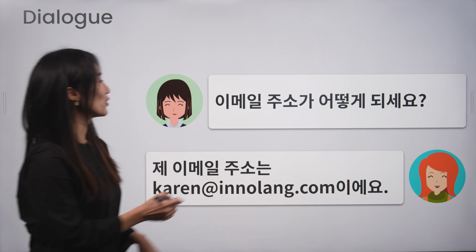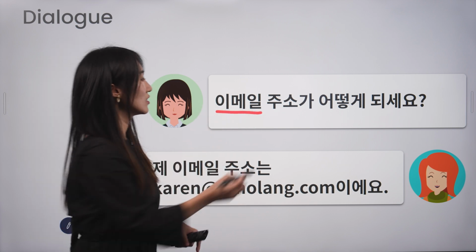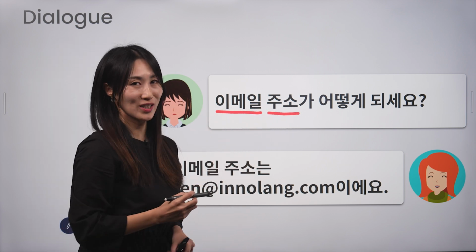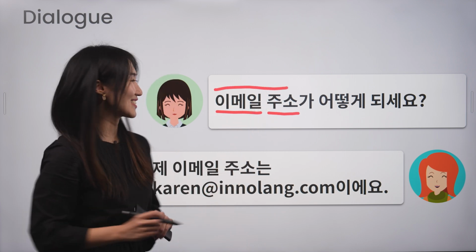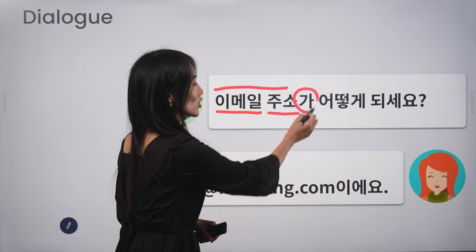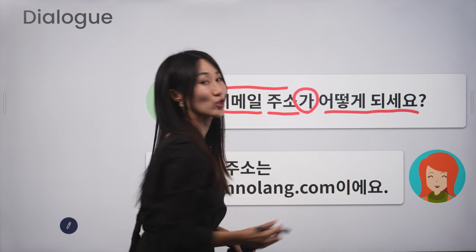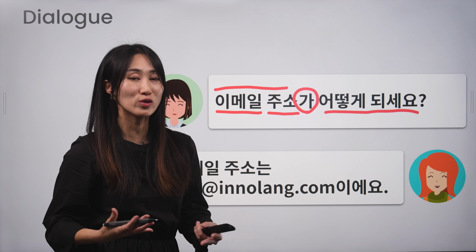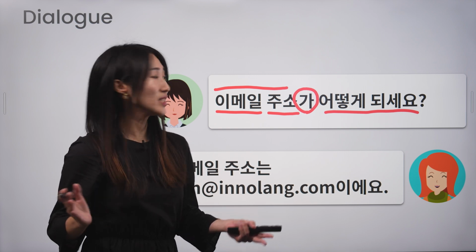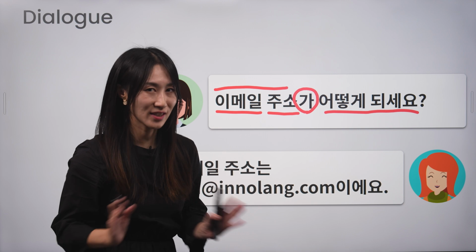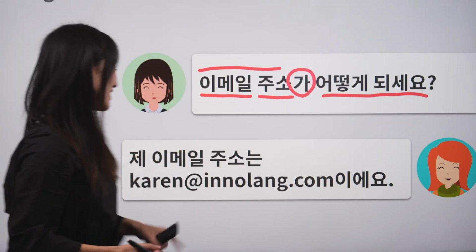Did you get it? I break it down for you. So, email from the English word email and 주소 means address. Altogether, email 주소 means email address. 가 is subject marking particle and 어떻게 되세요 is a polite form, formal form to say what is. Just like 뭐예요, what is, and 어떻게 되세요 are the same. However, 어떻게 되세요 is more formal. Now we have this.